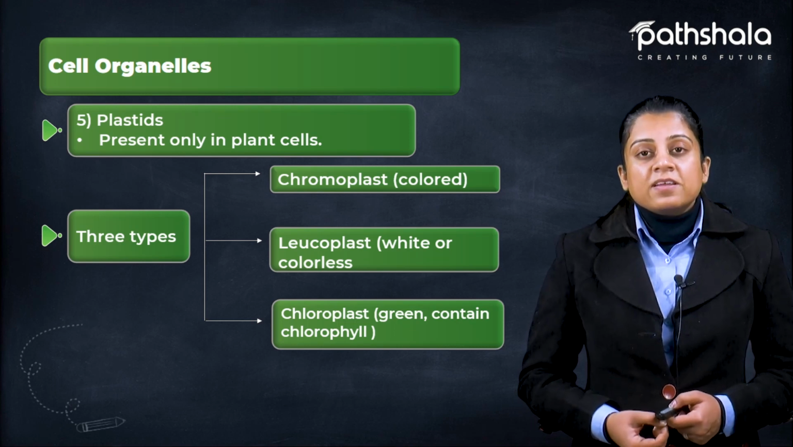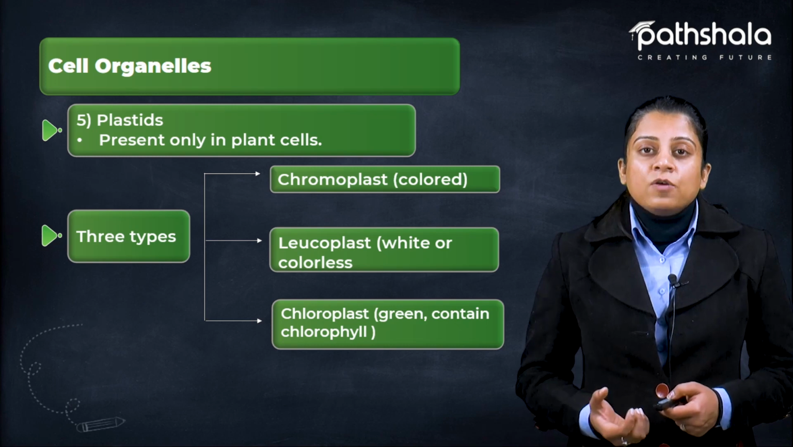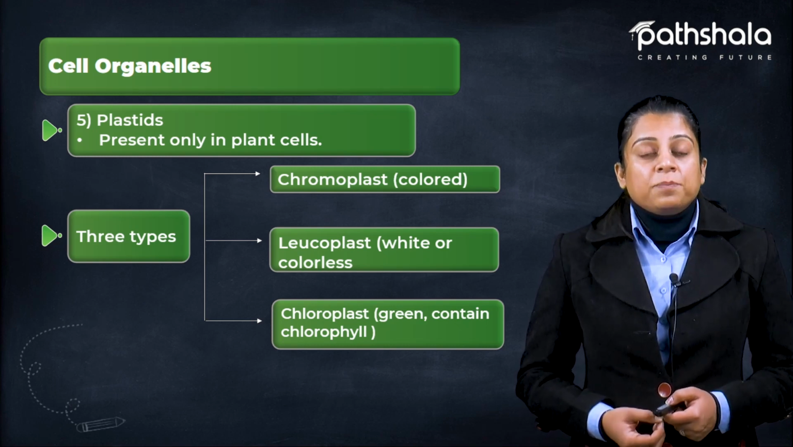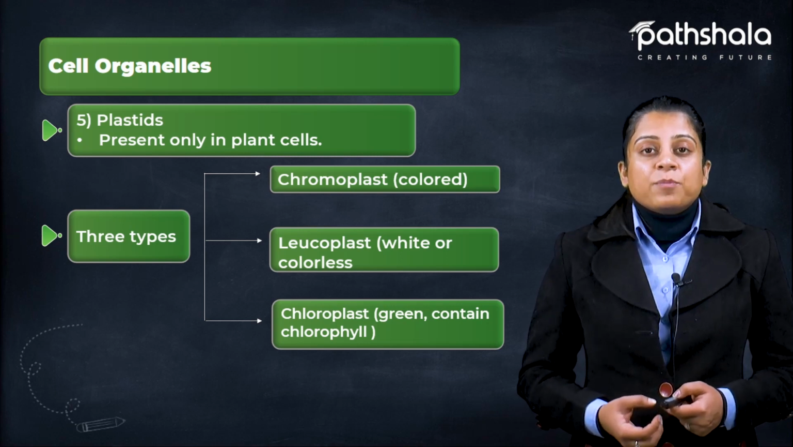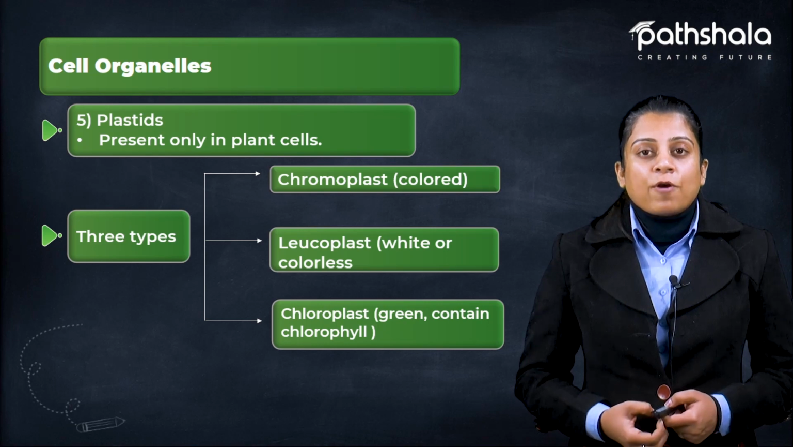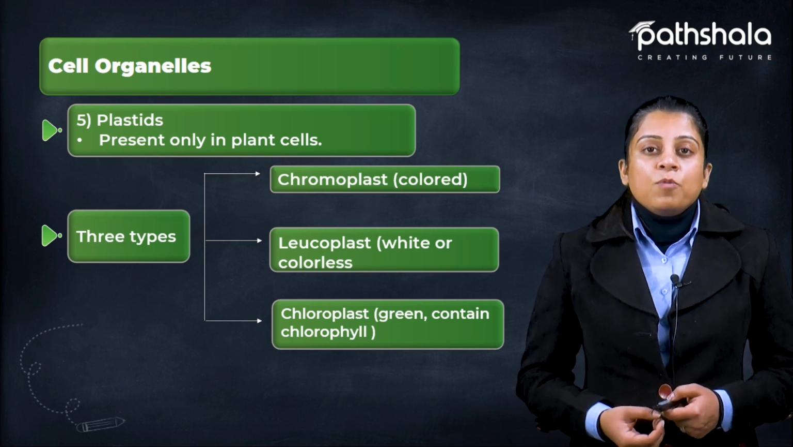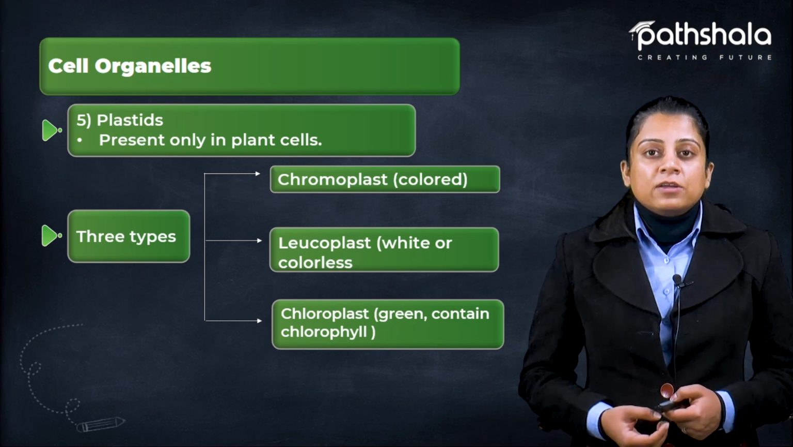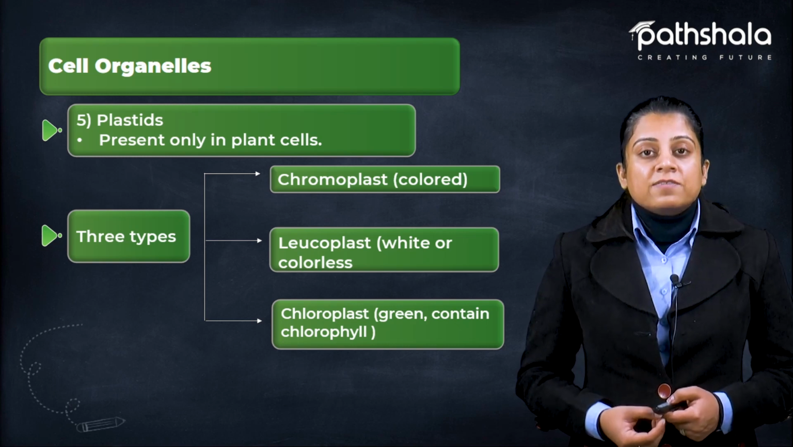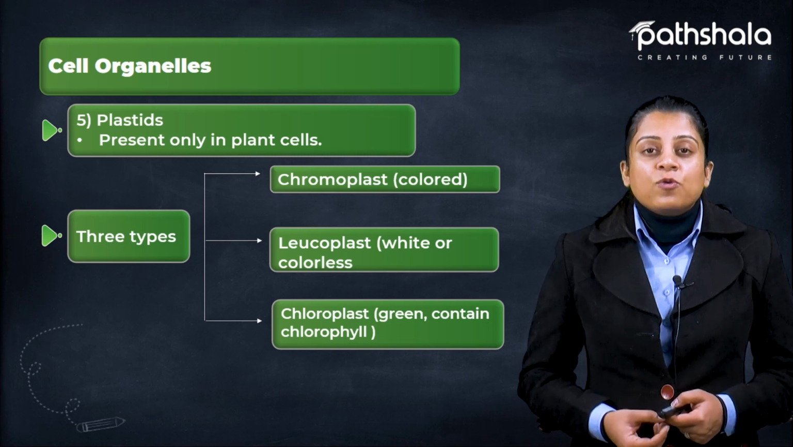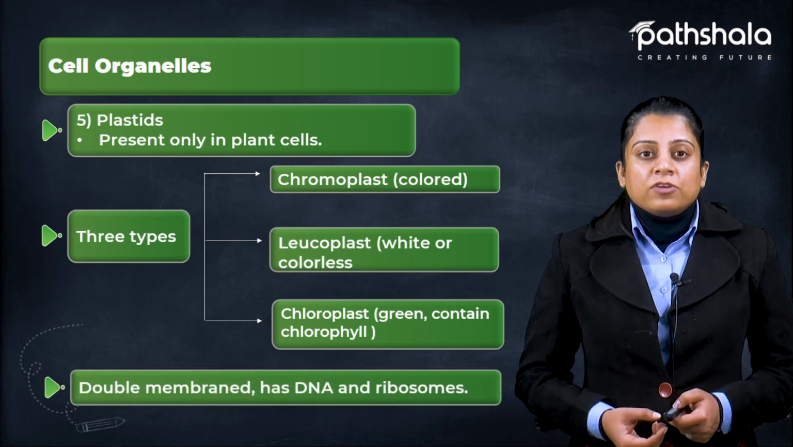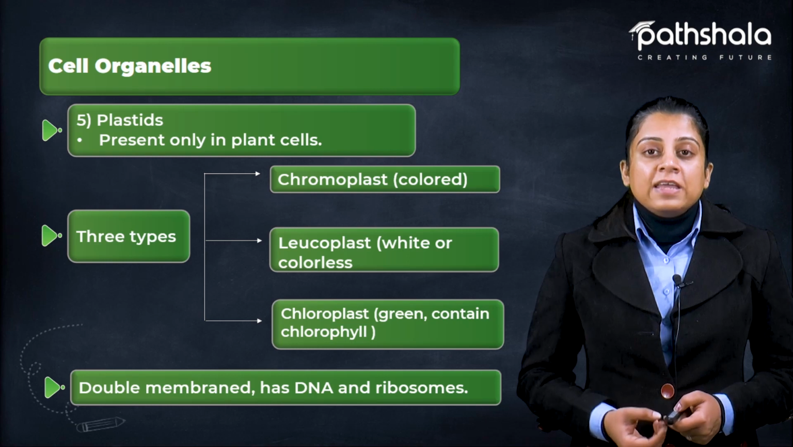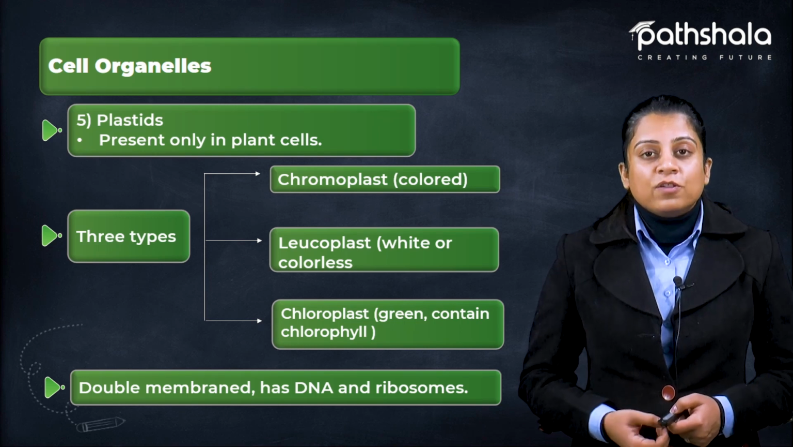This green pigment present inside the cells helps in capturing the sun's energy and thus plays an important role in the process of photosynthesis, which is defined as the process of making food by the autotrophs, that is the green plants. The chromoplasts are responsible for giving color to fruits and flowers, whereas the leucoplast act as the storage part of the plastid. Next, the double membrane structure plastid has its own DNA and has ribosomes. That means it has the capacity to divide also.